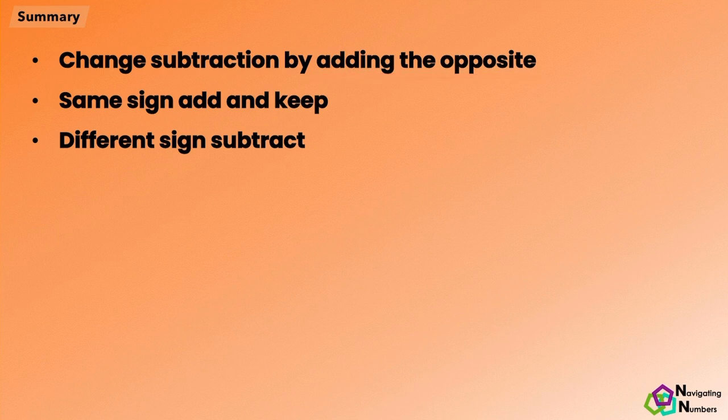Now, when you have addition and you're adding two different integers, the two rules you need to keep in mind are: if they have the same sign, so if they're both positive or they're both negative, you will add their values and then keep the common sign. If they have different signs, one of them is positive, one of them is negative, you subtract and then you keep the sign of the larger value.